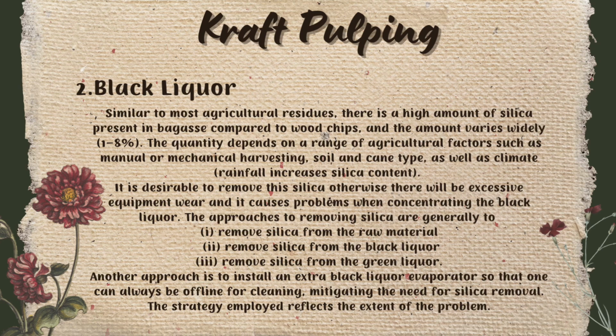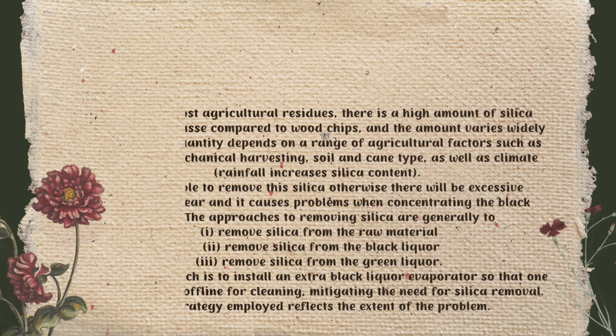It is desirable to remove the silica, otherwise there will be excessive equipment wear and it causes problems when concentrating the black liquor. The approaches to removing silica are generally to remove silica from the raw material, remove silica from the black liquor, or remove silica from the green liquor. Another approach is to install an extra black liquor evaporator so that one can always be offline for cleaning, mitigating the need for silica removal. The strategy employed reflects the extent of the problem.